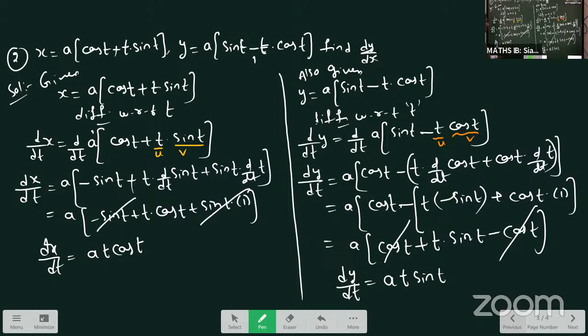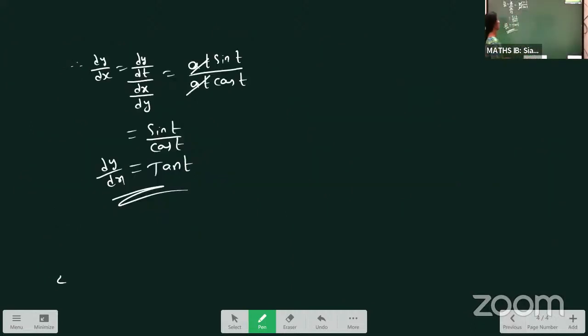Next question. Before going to this question, just learn a few trigonometric formulas. Tan 2 theta is 2 tan theta by 1 minus tan square theta. Because we are going to use these formulas in the next question.